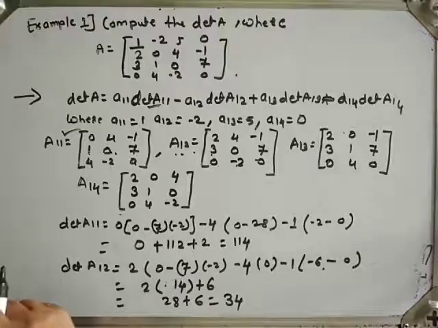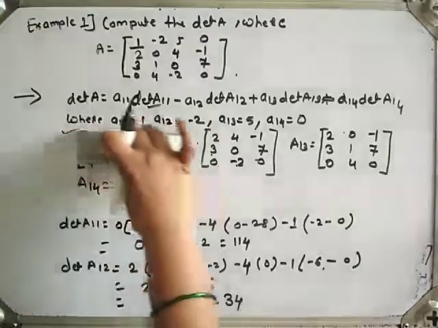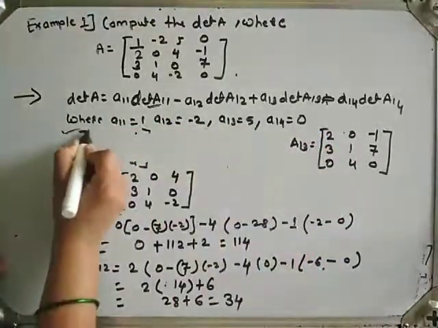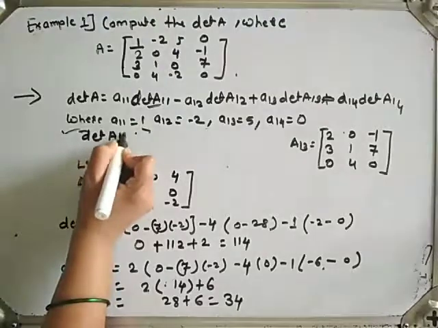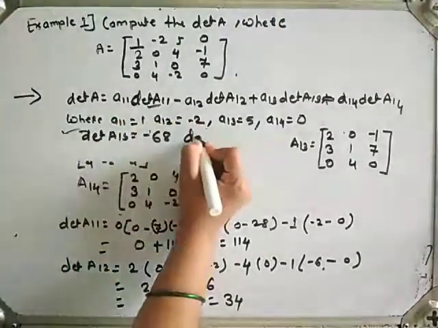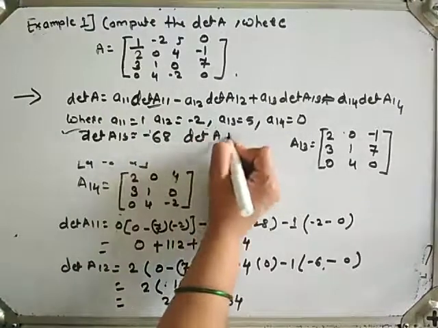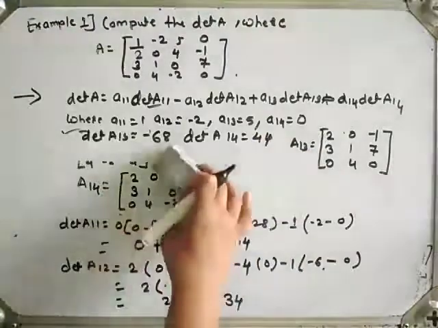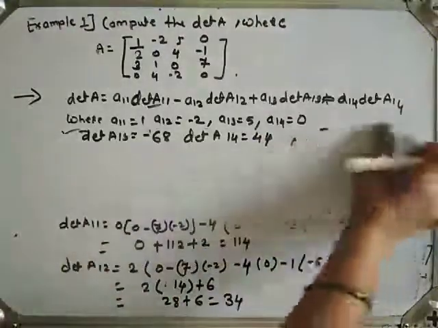Similarly, we can calculate the determinant of A13 and A14. Determinant of A13 is equal to -58 and determinant of A14 is equal to 44. Put all these values in this formula.